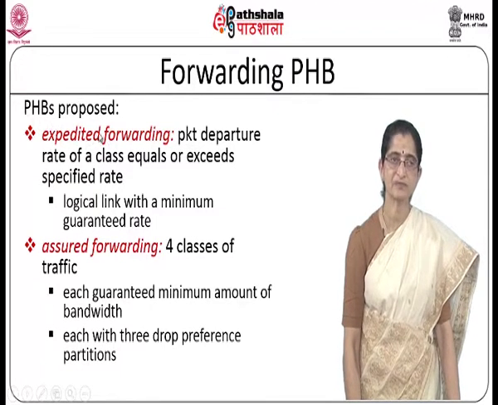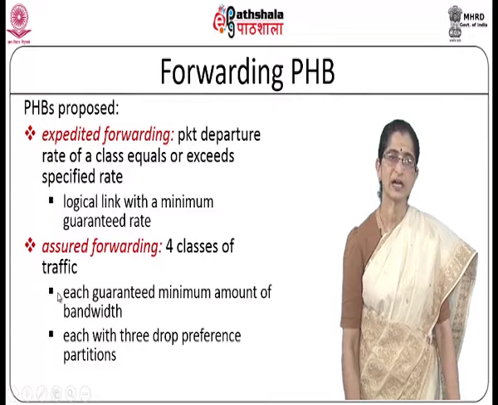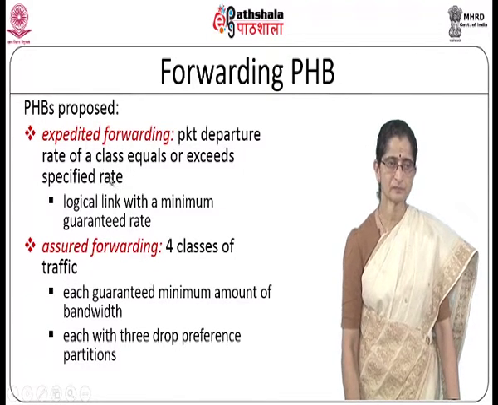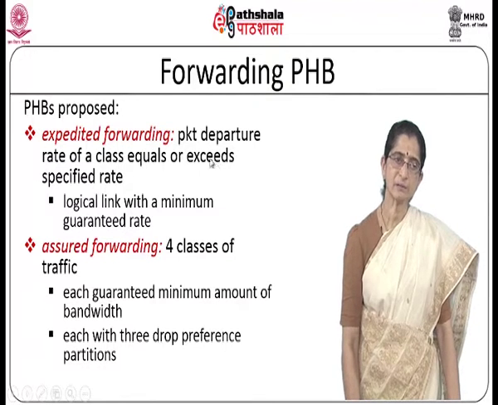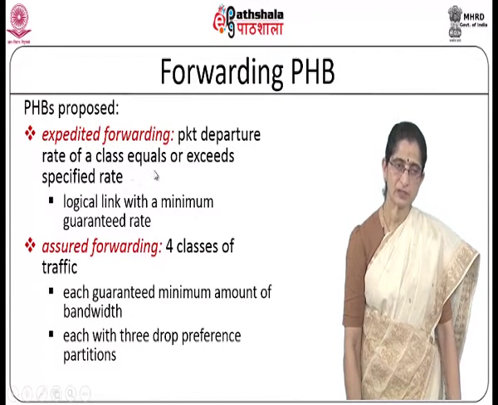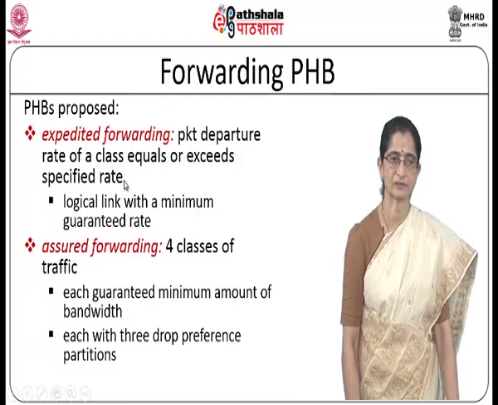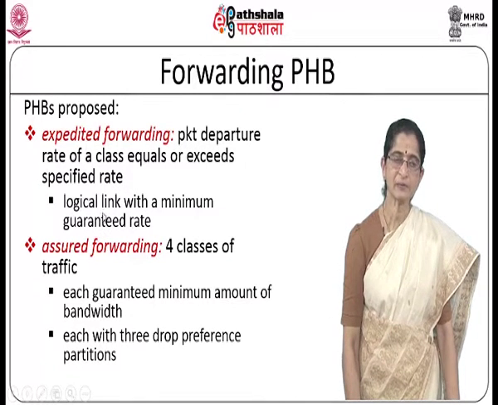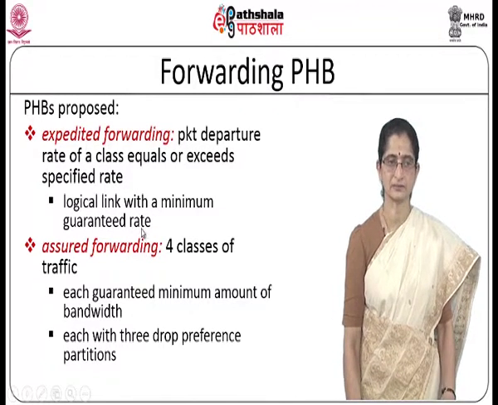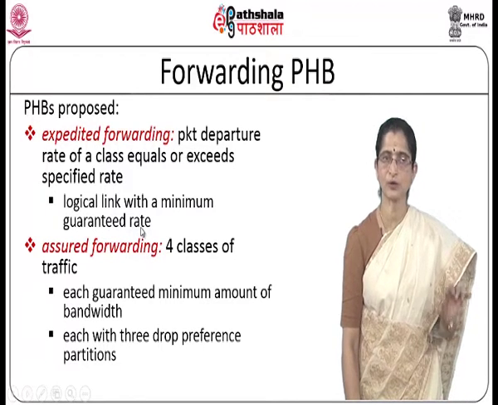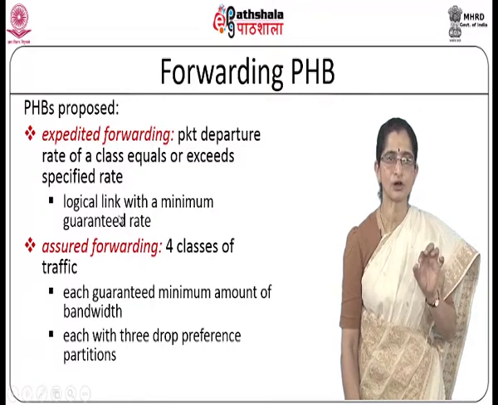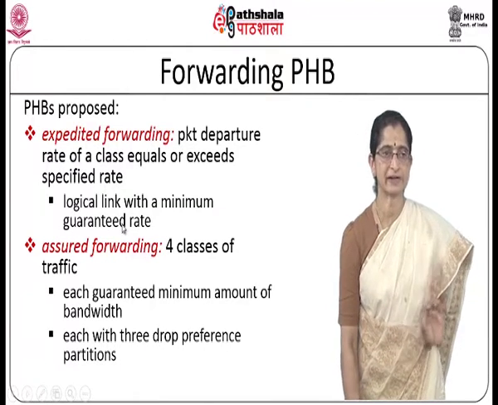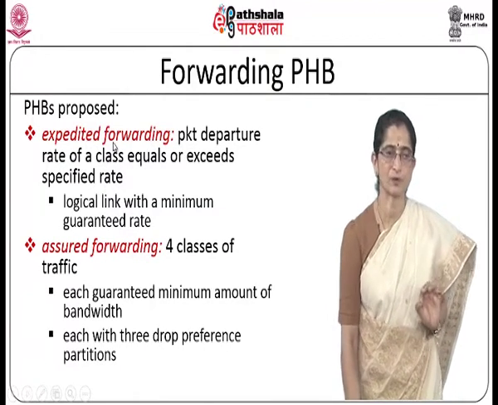We talk of EF, which is expedited forwarding, and assured forwarding, AF. Now, in expedited forwarding, the packet departure rate of a class equals or exceeds a specified rate, which means you are specifying a minimum guarantee for a particular link. So, if you look at it as a logical link, expedited forwarding allows you to support logical links with a minimum guaranteed rate. So, that is expedited forwarding.